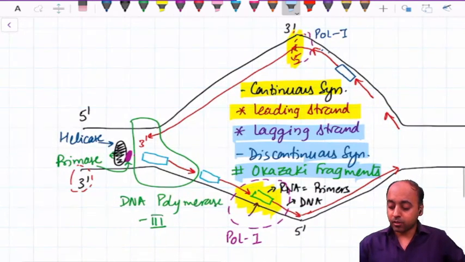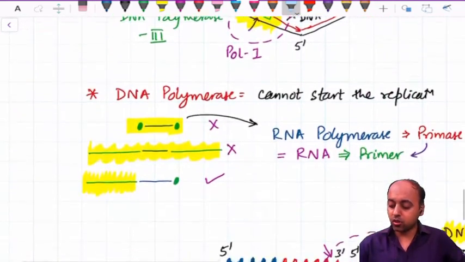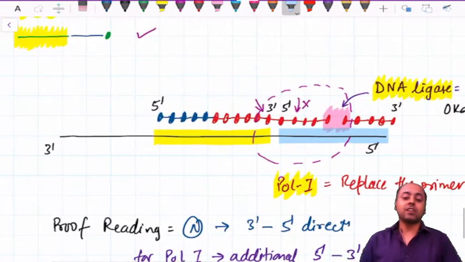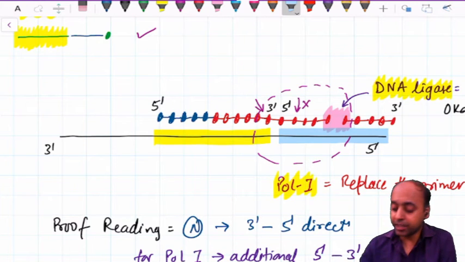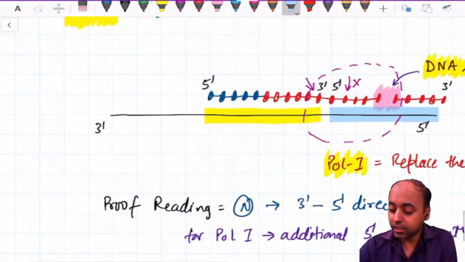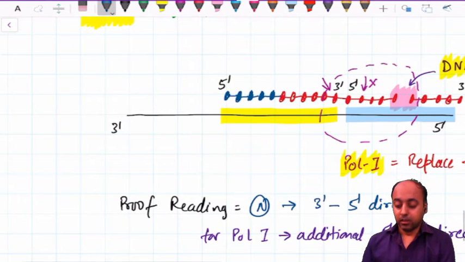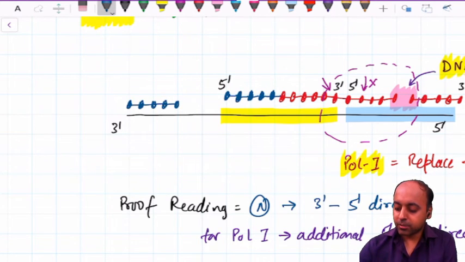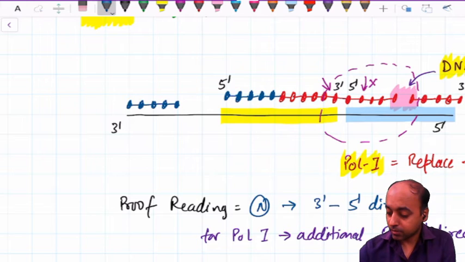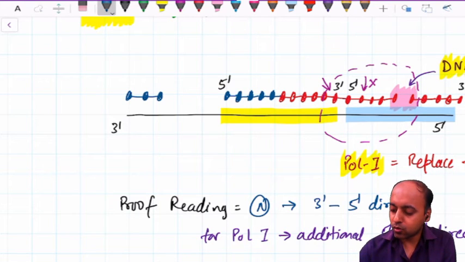Now, in addition to this resolution of the Okazaki fragment, there is a problem when you reach the end of the DNA. When you reach the end of the DNA, there is a problem. Let's say this is the end of the DNA, and this is the last Okazaki fragment. Sorry, draw it a little bit higher. Okay, so this is the last Okazaki fragment, right?